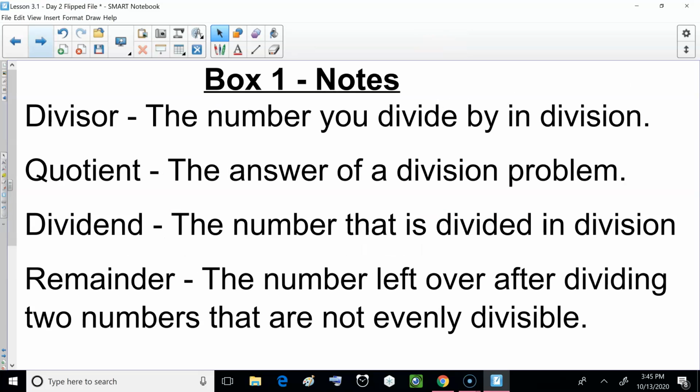So we don't have to write these vocabulary words down because we've seen them before, but just to remind you, the divisor, the quotient, the dividend, and the remainder, those are all division terms that we see when we are doing word problems and solving these problems.